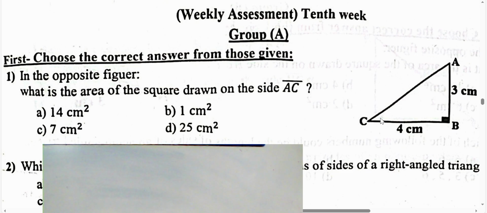This weekly assessment depends on the Pythagorean theorem, so you must pay attention to the rules. We have the theorem here: AC squared equals AB squared plus BC squared, because the measure of angle B equals 90 degrees.